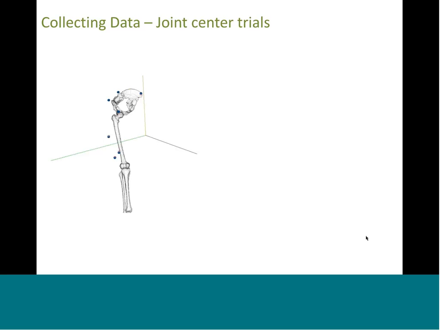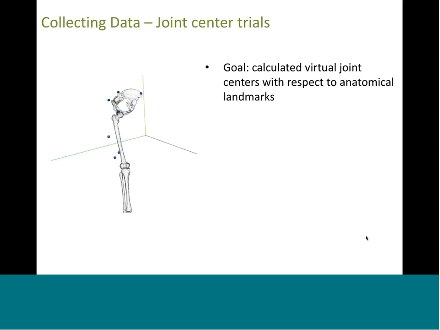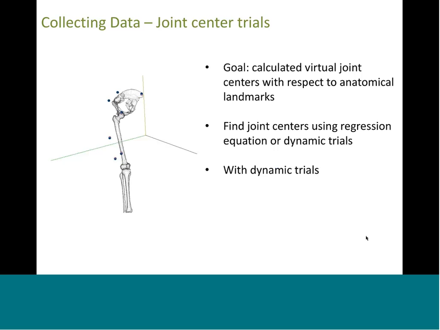As I've mentioned, we recommend calculating joint centers, specifically hip joint centers. When calculating joint centers, the goal is to calculate the positions of these points with respect to anatomical markers for which you have data. This can be done using a regression equation relating the predicted hip joint center location to the anatomical pelvis markers. However, you can also relate hip joint centers to anatomical pelvis markers using an algorithm and dynamic movement trials.